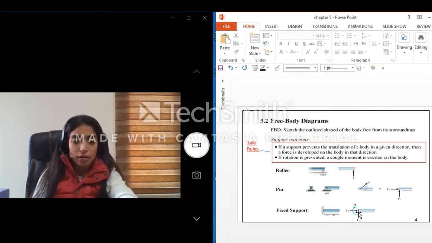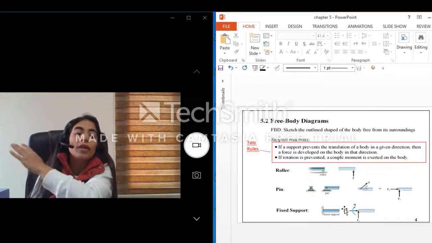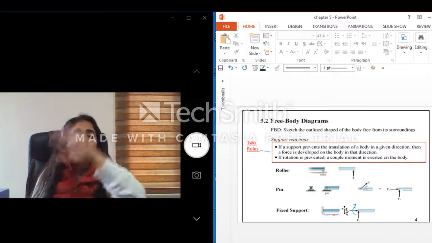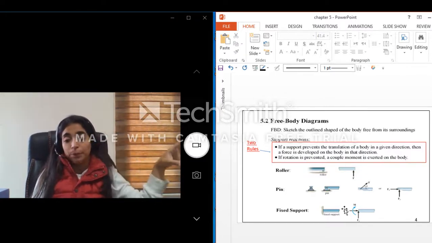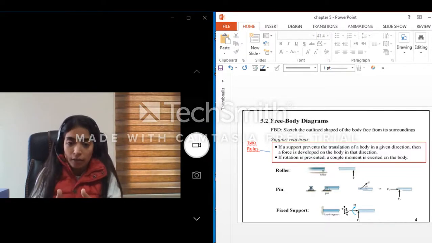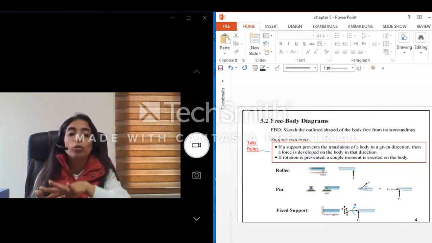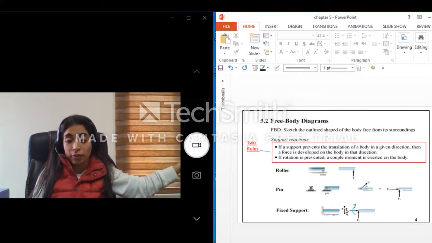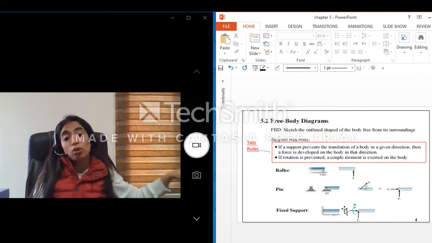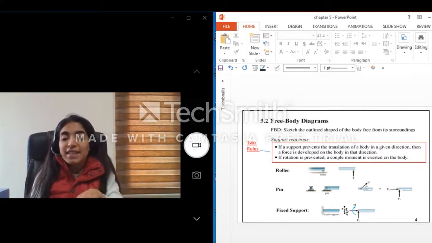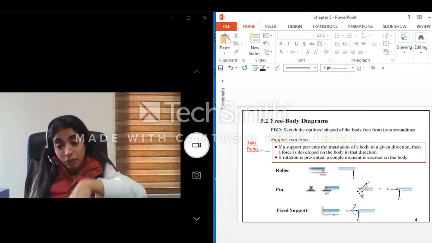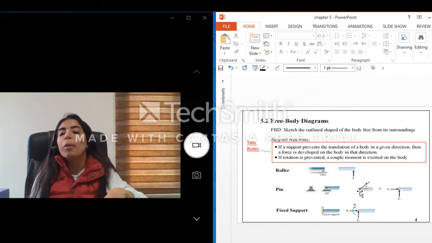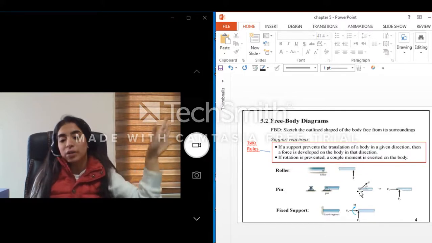In other words, guys, this moment here will be the opposite of the M resultant of all the forces plus any external moment on this beam. So if I can find M resultant, which is equal to the moment of all the forces on this beam plus any external moment, this M here, which is the M caused by this fixed support, will be equal to minus the M resultant.